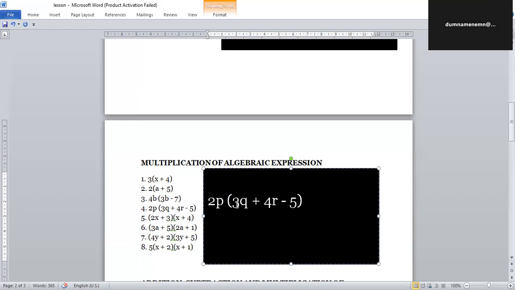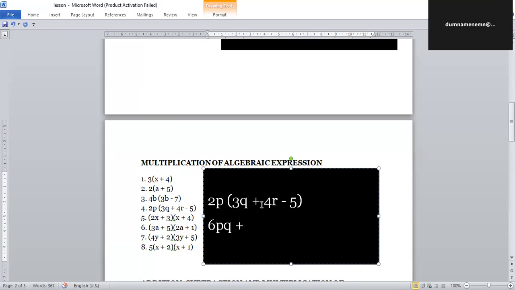So 2 is going to multiply 3. I'm going to have it to be what? 6. 2 times 3 is 6. Then p multiply q, I'm going to have pq. You see, the variables are actually not the same. So since they are not the same, just write them out like that. We are done with that. We move to the next one.